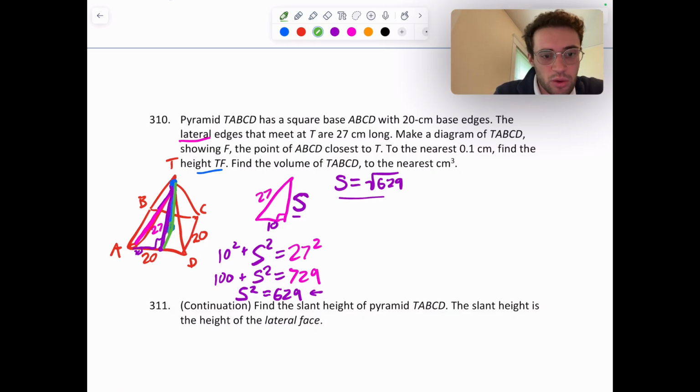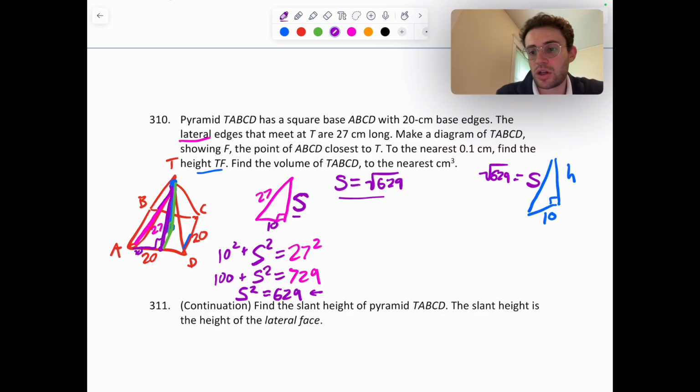This will also be a right angle, because the altitude meets the base at a right angle. So in this case we have our altitude, which is what we're trying to find. I'll call that h for height. It will be 10, because you're still cutting this 20 base in half, just the other way now. And now we have our slant height as the hypotenuse, which again we know is the square root of 629. So now we want to solve for h.